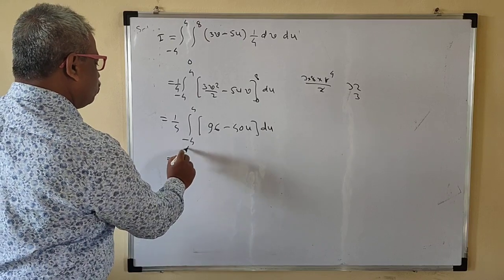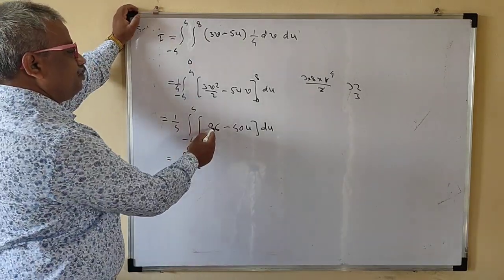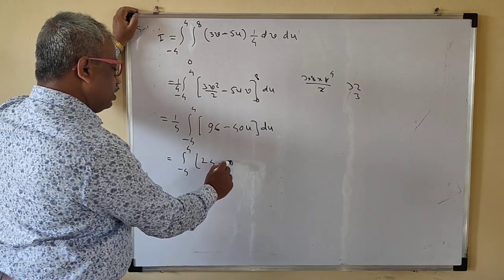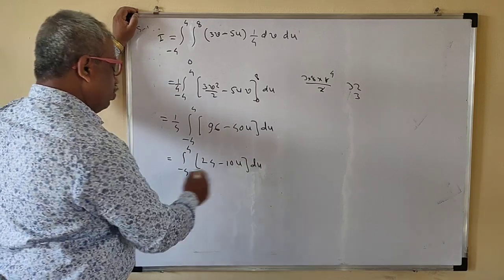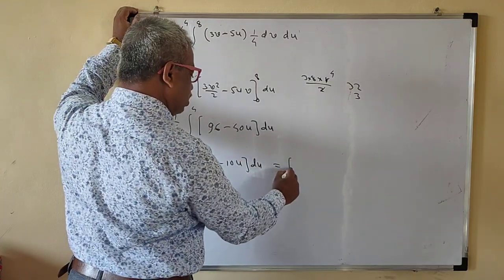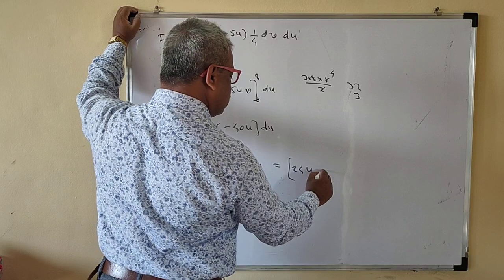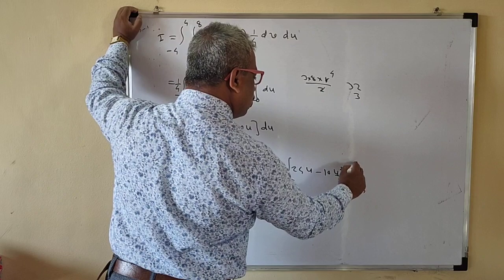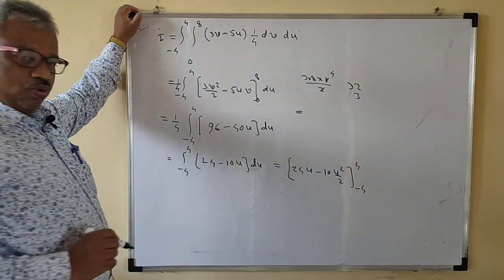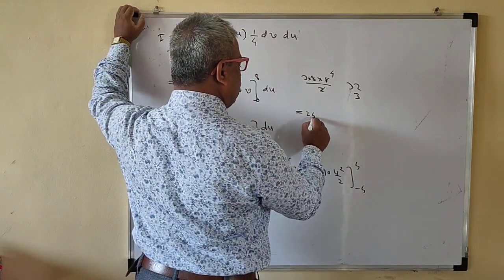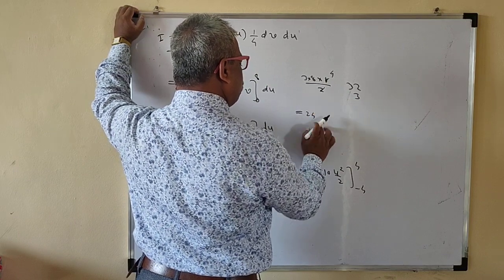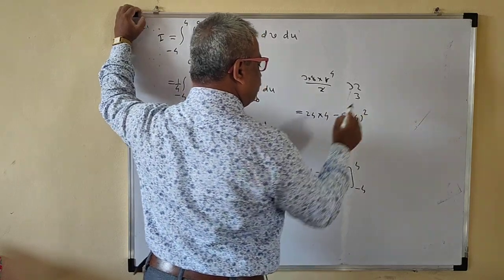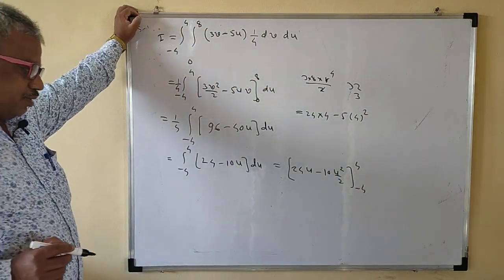So this is what? Minus 4 to 4. I will simplify this. So 24 minus 10u du. Now we will integrate this. This is what? 24u minus 10u square by 2, and this is minus 4 to 4. Okay, so first we will put 4. So this is what? 24 into 4, minus 5 into 4 square.